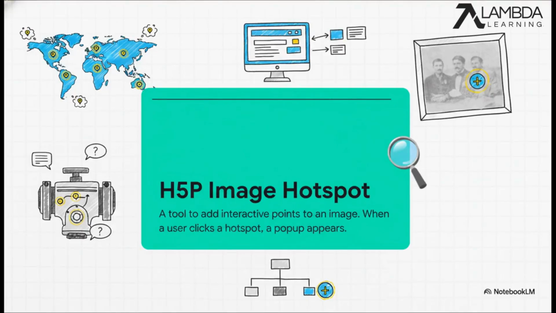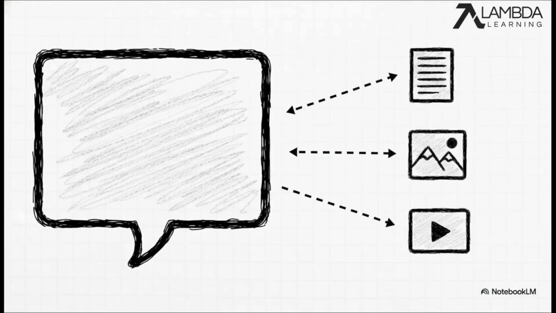The idea behind it is just beautiful in its simplicity. Seriously. You just take any image. It could be a diagram, a map, a photo of some equipment, whatever, and you drop these little interactive points, these hotspots, right on top. And when a learner clicks on one, boom, a little pop-up appears with more information. It's that easy.